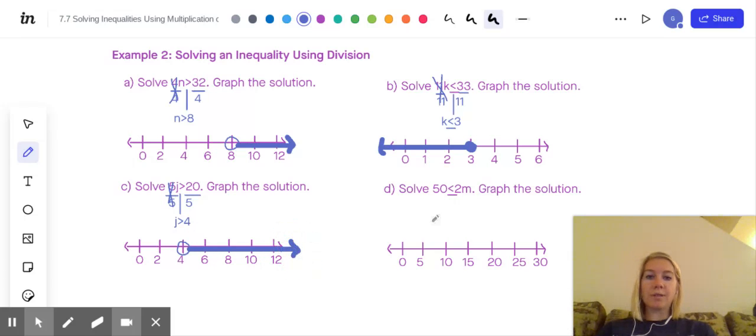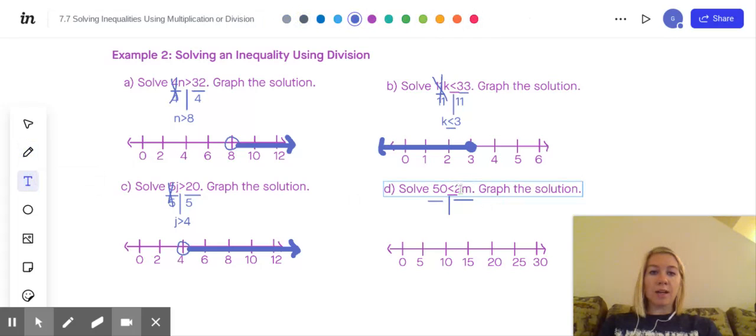All right, pause the video and see if you can solve 50 is less than or equal to 2m on your own. Okay, to solve it, we're going to draw a line underneath the less than or equal to sign because that's the middle of our inequality. We're going to try and get the variable m by itself. Since 2 and m are being multiplied, we're going to divide both sides. Division is the inverse or opposite of multiplication. And we are going to divide by 2 because 2 is being multiplied to m.